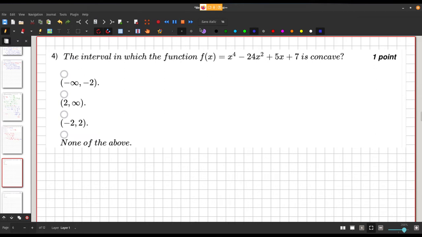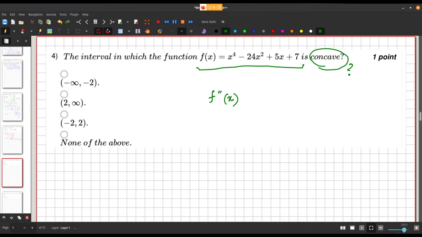So problem number 4 it is, and here we are given a function f(x) where x to the power 4 minus 24 times x square plus 5x plus 7 is the functional form, and we have to find on which of these intervals the function is concave. Now, since this is a smooth function, we check whether it is concave or not by checking the double derivative. So we have to check the double derivative of this function, and if it is less than or equal to 0, then it will be concave, and otherwise it will be convex.